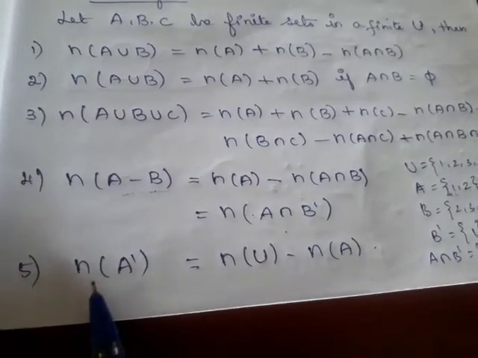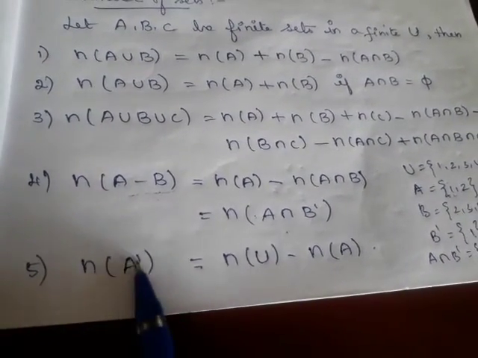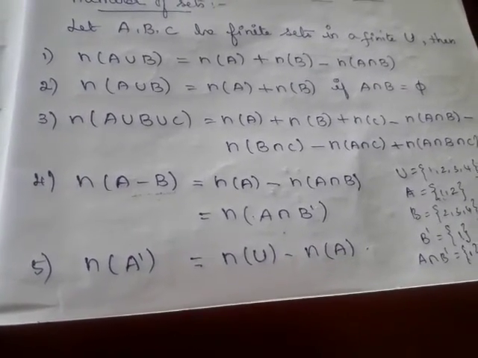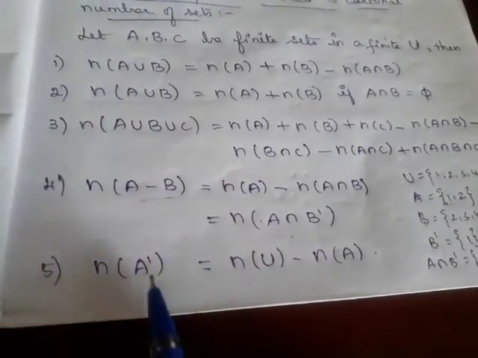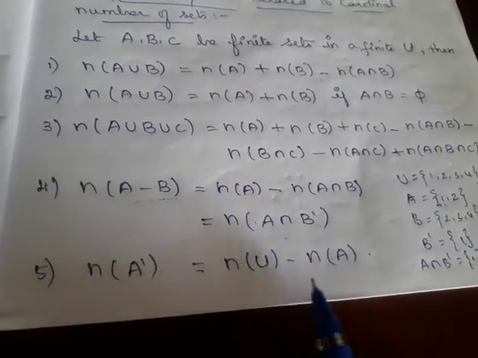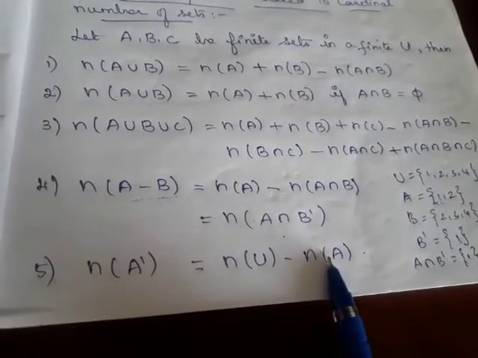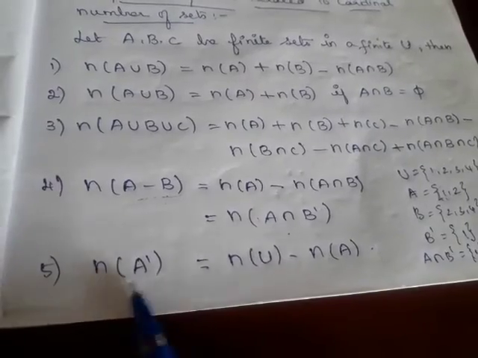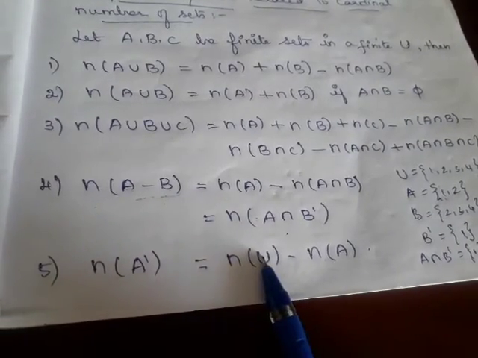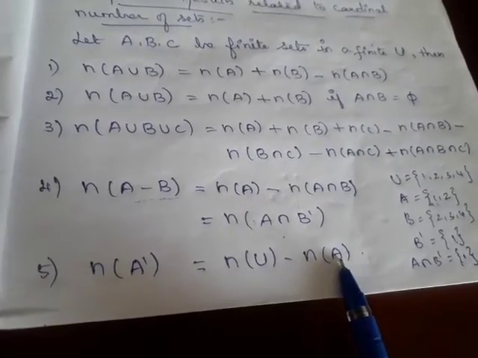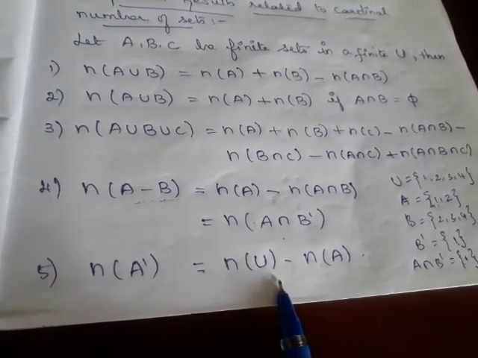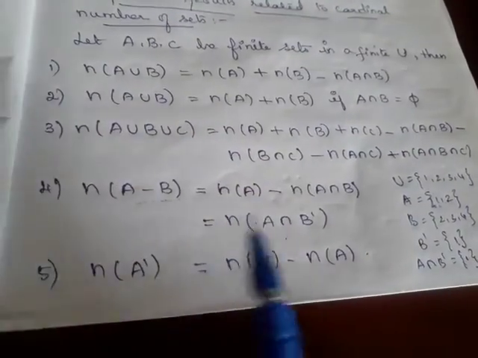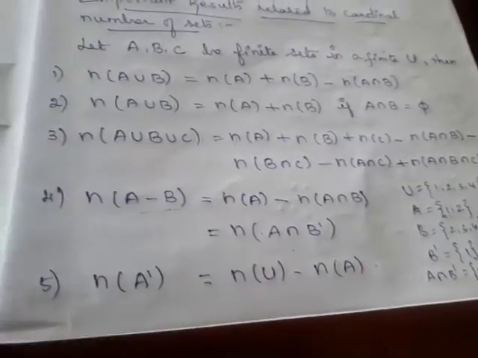Next result is the number of elements in A dash. n of A dash is nothing but n of U minus n of A. This operation also we have learnt. I told you the complement of a set is nothing but the difference between the universal set and the set itself. So the same result we are applying for number of elements. So the number of elements in A complement will be the number of elements in the universal set minus the number of elements in A. And the universal set should also be finite. So these results are applicable only for finite sets, right?